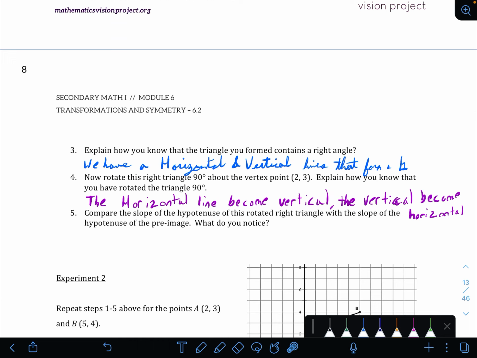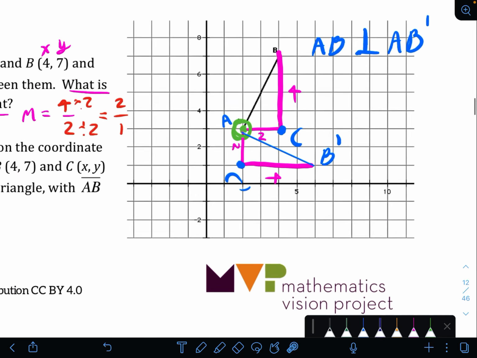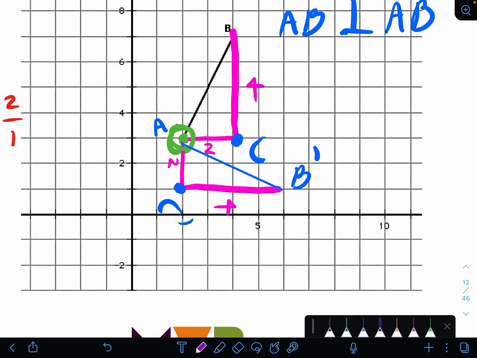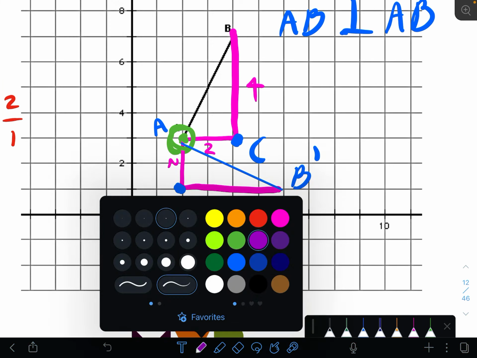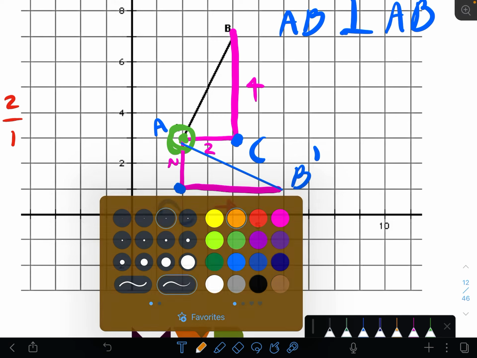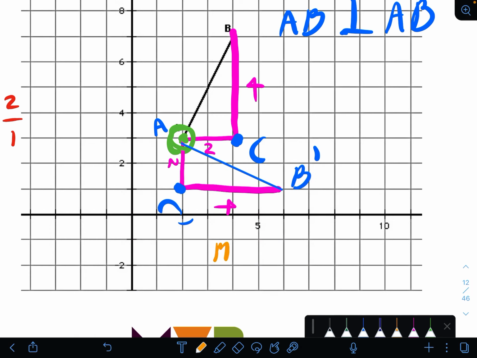So now question number 5 says, compare the slope of the hypotenuse of this rotated triangle, that's the new one, with the pre-image, that's the first one. What did you notice? Well, let's take a look at the slope of that new line. I'm going to use orange for the slope. The slope of our perpendicular line is equal to rise over run. I'm going to write that down so I don't forget it. If you remember, last time I made a mistake. Rise over run.